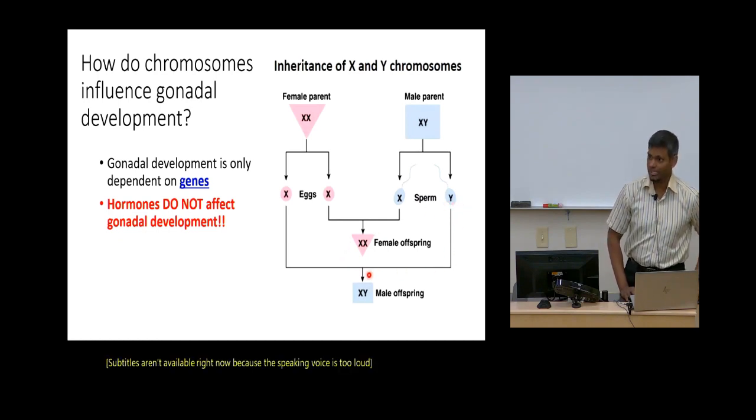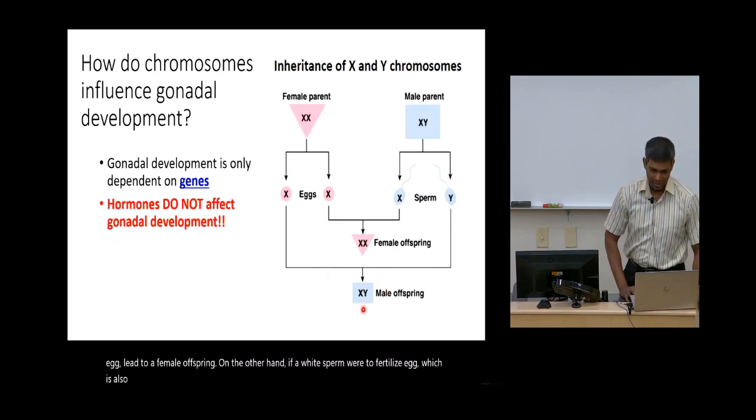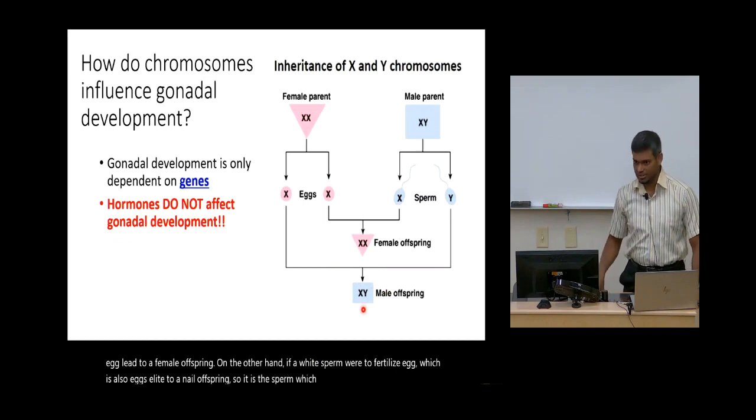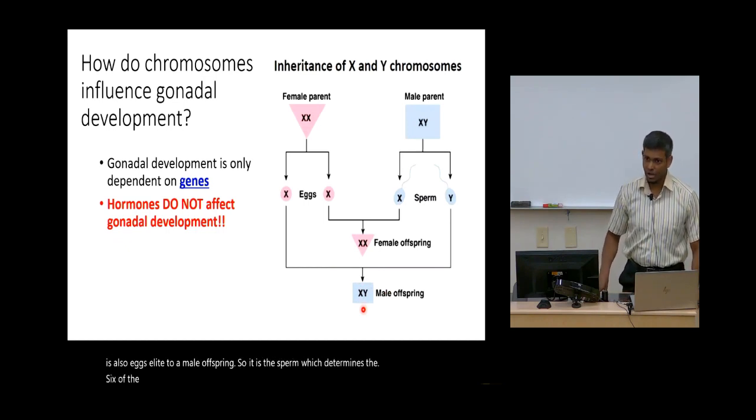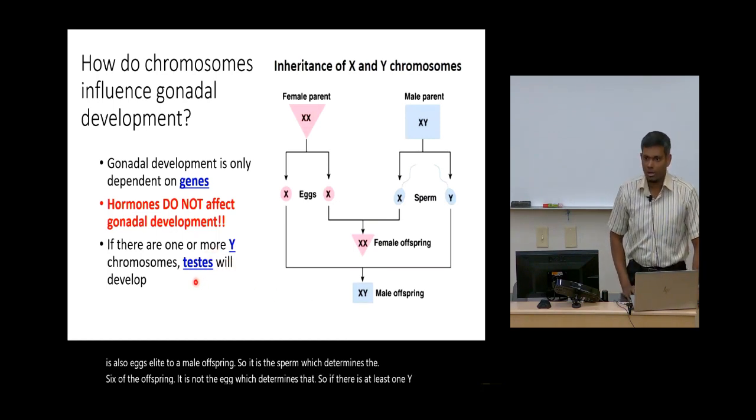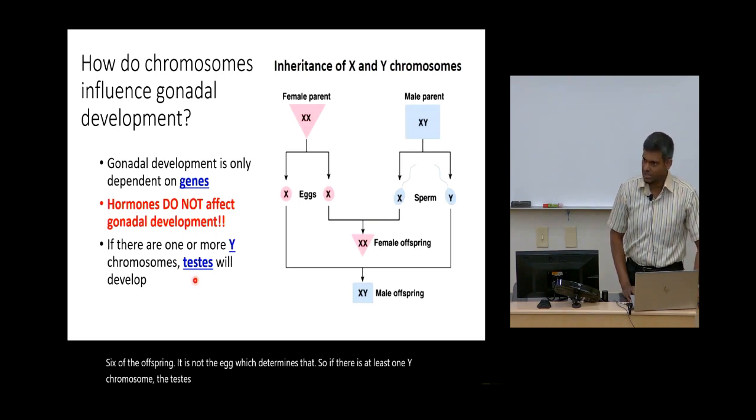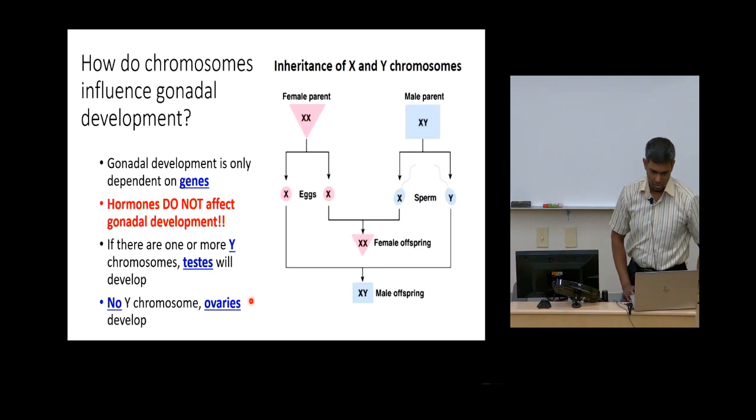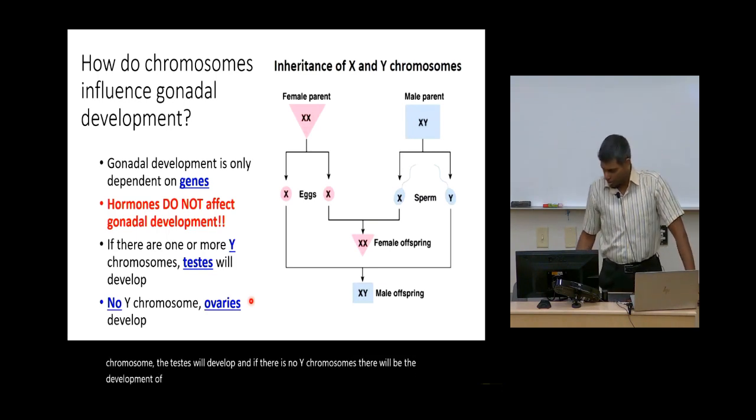On the other hand, if a Y sperm were to fertilize an egg, which is also X, it will lead to a male offspring. So it is the sperm which determines the sex of the offspring, right? It's not the egg which determines that. So if there's at least one Y chromosome, the testes will develop, right? And if there is no Y chromosome, there will be the development of ovaries.